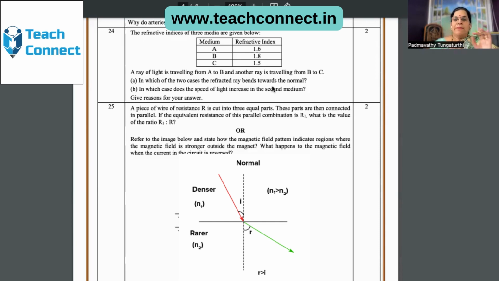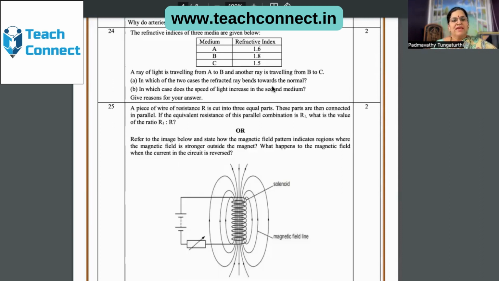This is how, based on the concept learnt in the classroom, the question can be answered here. Only one concept is learnt in the classroom: the light ray moving from a rarer medium to a denser medium will move towards the normal. That's all. In which case does the speed of light increase?